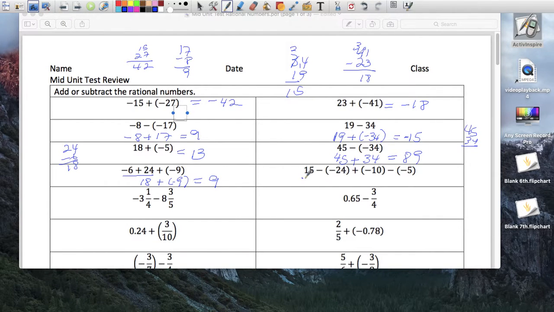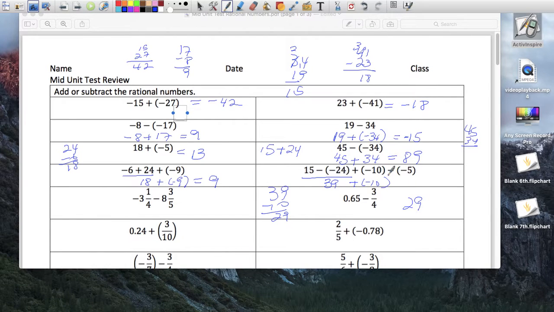I'm going to do these two first. Okay, so that gives me 15 plus 24, and that's simple enough. 15 plus 24 is 39. Now I'm going to do plus negative 10. Who's going to win? 39 plus negative 10, 39 is going to win, right? So it's positive. 39 minus 10 is going to give you 29. So it's going to be 29.